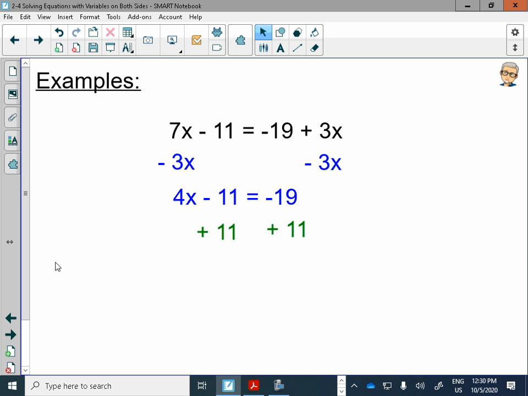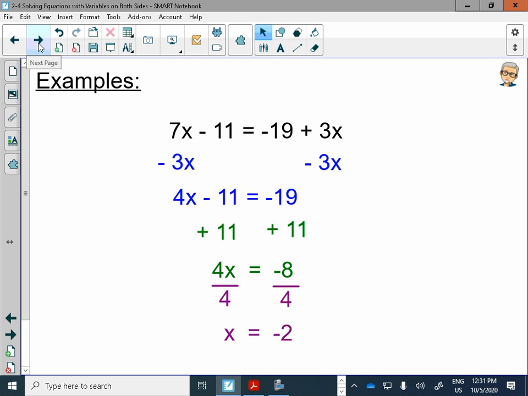When we add 11 on the side with the variable, the 11's cancel each other out and we're left with 4x. On the other side, we have negative 19 plus 11, which gives us a negative 8. So we're left with 4x is equal to negative 8. Now to undo the times 4, we need to divide both sides by 4. So 4x divided by 4 leaves us with just x, and negative 8 divided by 4 leaves us with x is equal to negative 2.